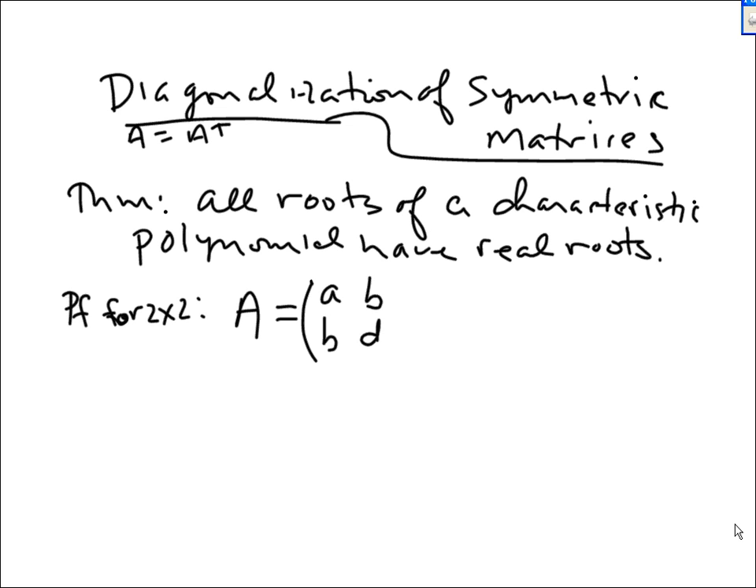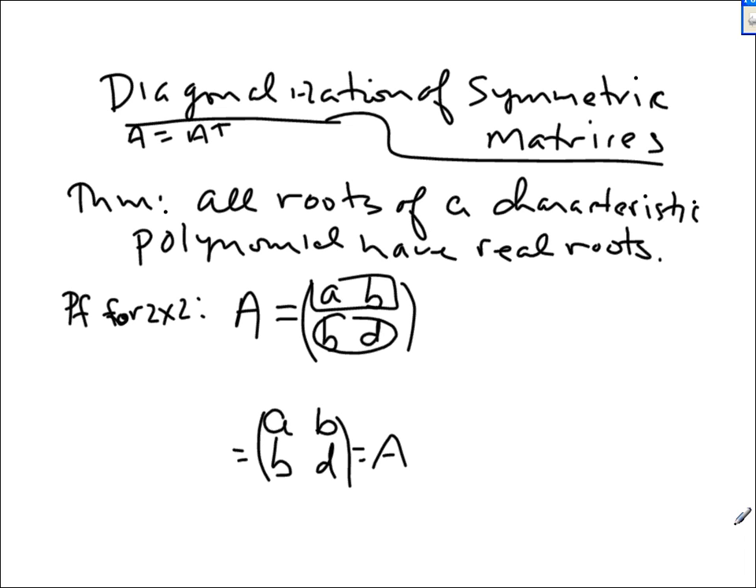If you look at the first row, it's a, b. So the transpose would have a, b as the first column. If you look at the second row, which is b, d, the transpose will have the second column as b, d. Well, you know what? That's A, and it's A transpose. So this is the only type of matrix that would work.